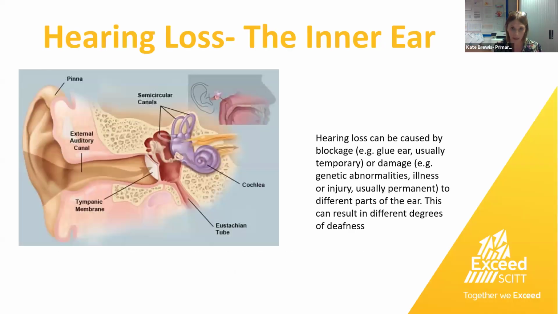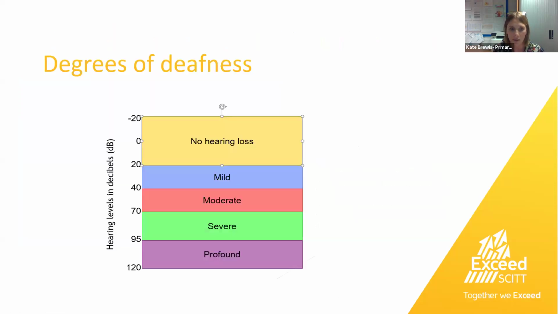So in terms of hearing loss, you've got the diagram of the inner ear there, and it's exactly what it says there. Hearing loss can be caused by lots of different things. So blockages in your ear from glue ear, which is temporary. Often young children who have glue ear sometimes have grommets put in. Some of you might have had that when you were younger. Or, like it says there, something's caused it through damage, genetic abnormalities, illness or injury, which is usually permanent. And it can happen in different parts of the ear, which then obviously results in different degrees of deafness.